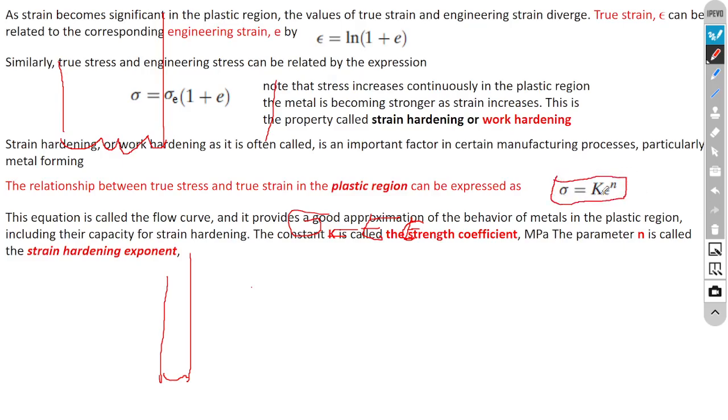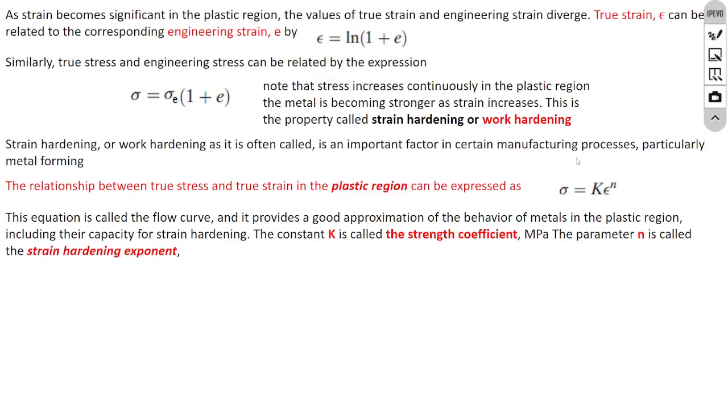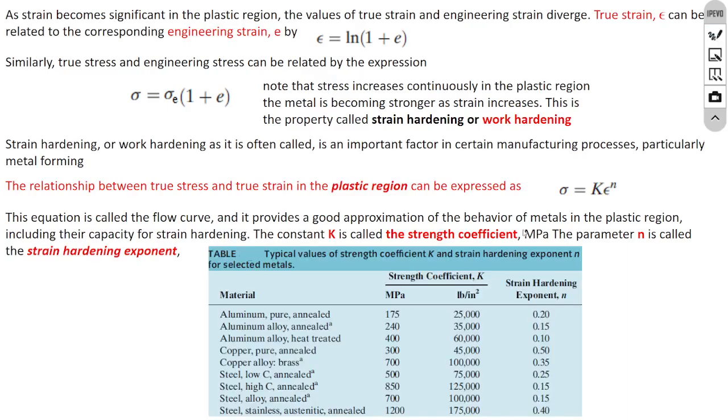It joins the strain and stress to each other. From this table you can see, for some materials, the strength coefficient in megapascal and the strain hardening exponent. For instance, for low carbon steel, the strength coefficient is 500 megapascal, and the strain hardening exponent is 0.25.